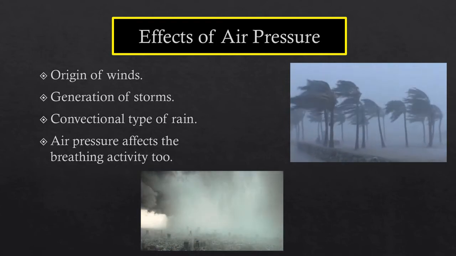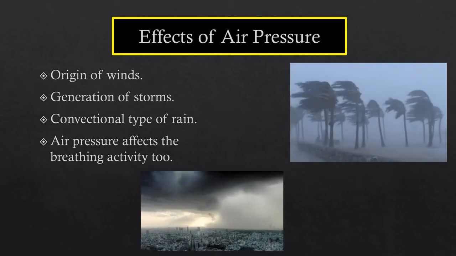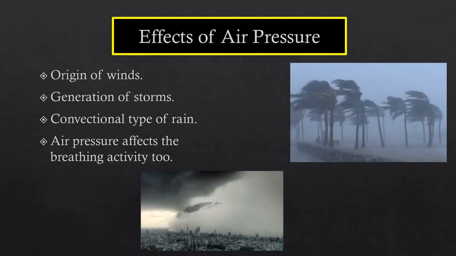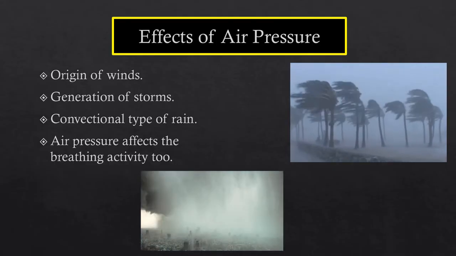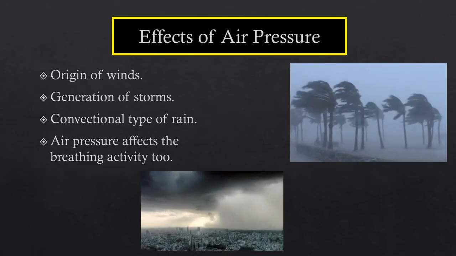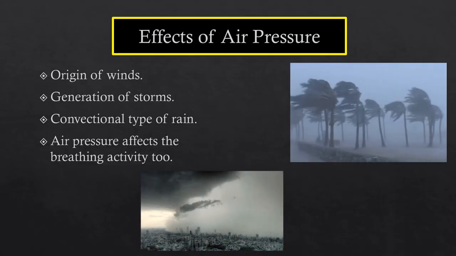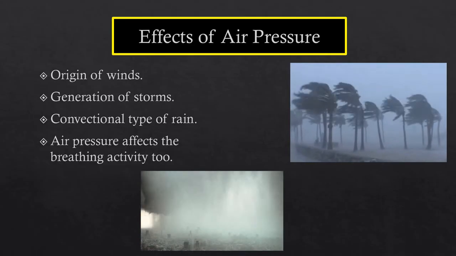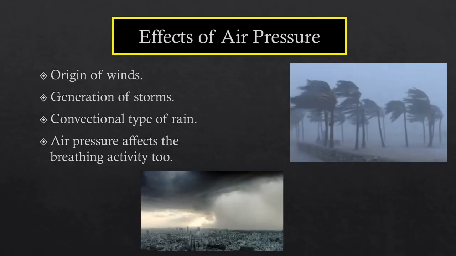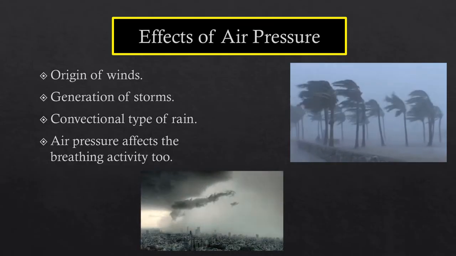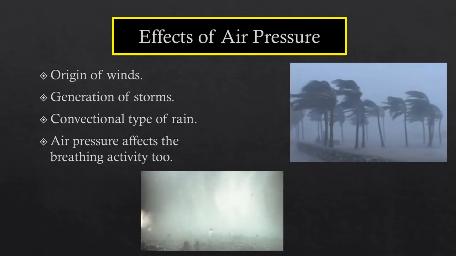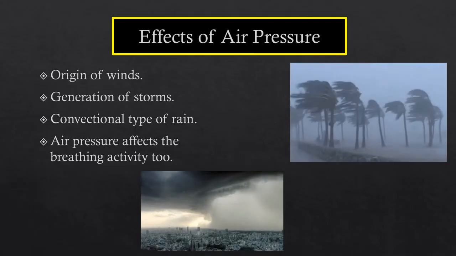This process of condensation forms clouds high in the atmosphere. If this process continues, rainfall will occur. Convectional rainfall is very common in areas where the ground is heated by the hot sun, such as the tropics.